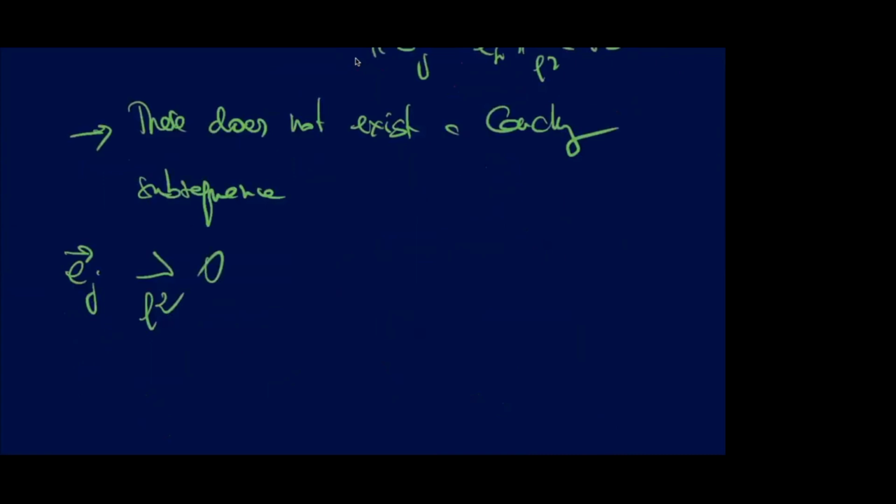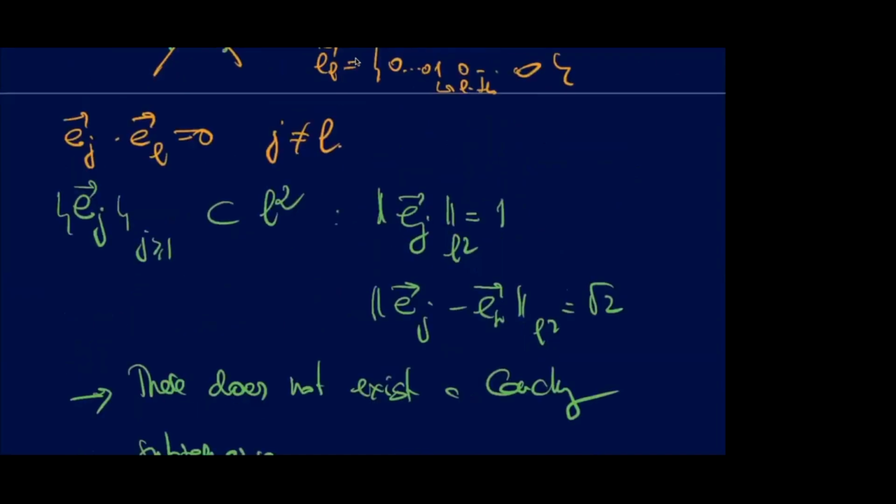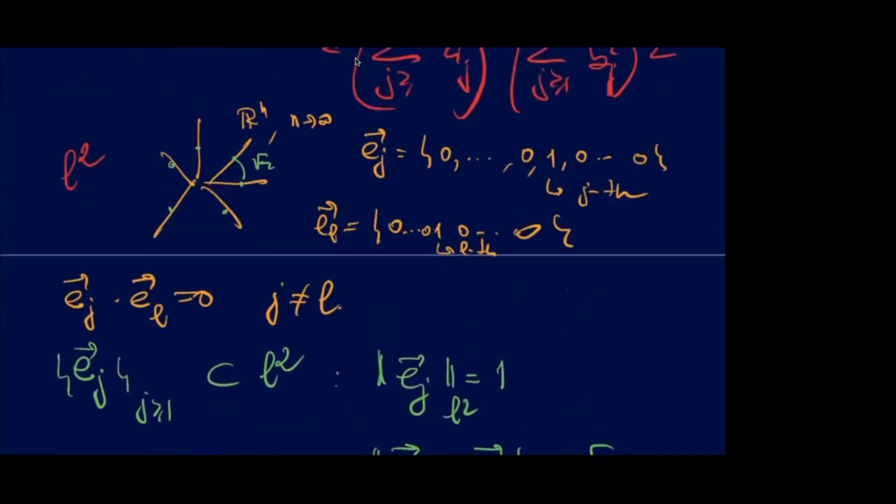And the weak limit is 0 because the weak limit is simply looking at the projections into finite dimensional spaces, right? And looking at the projections on the finite dimensional spaces is like making this vertical projection, right?